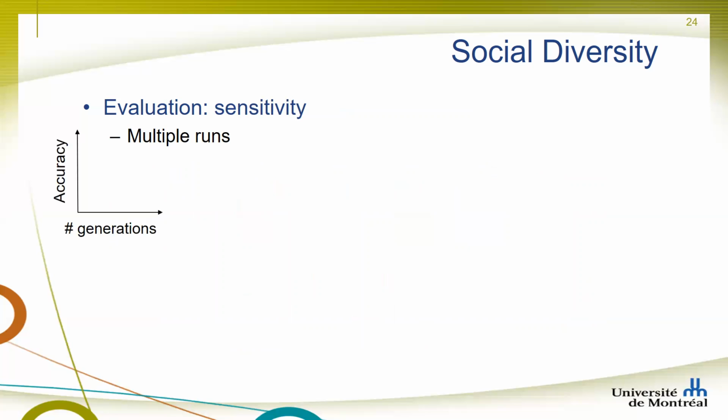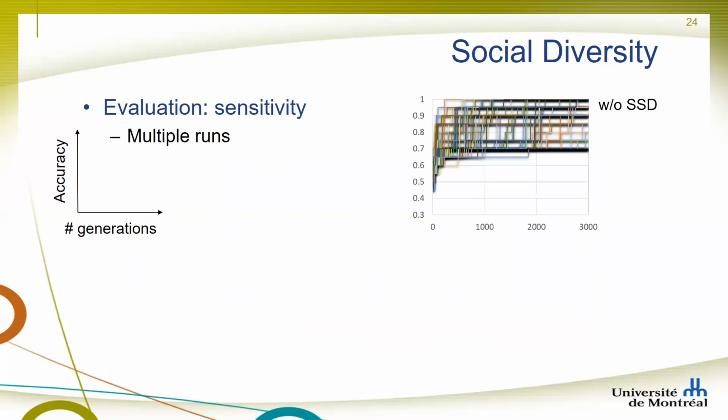Something that is interesting also is the sensitivity to the execution. When we are using genetic programming, this is a probabilistic algorithm, and so we don't have the same result for each execution. Without the social diversity, these are different runs, and we see the best solution for each generation. We look at the evolution, and we see that there is no uniform evolution.